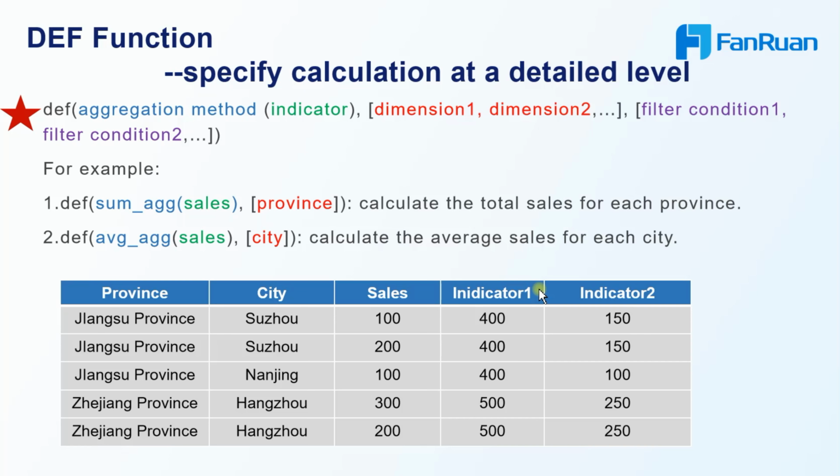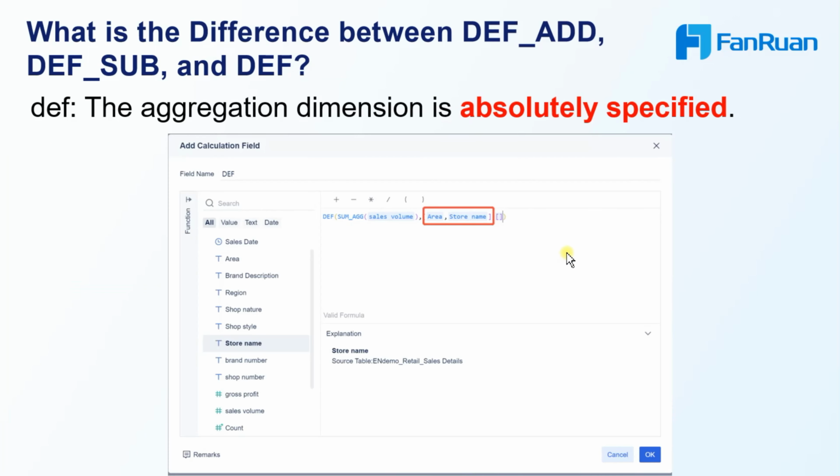The key point we will focus on today is the dimension part. When writing the define function, the dimension on which the calculation is based is a fixed and absolute state. In other words, it is determined by the parameters you've written in the function. On the other hand, define add or define sub differs in that it is based on a relative state. Let's take define add as an example.